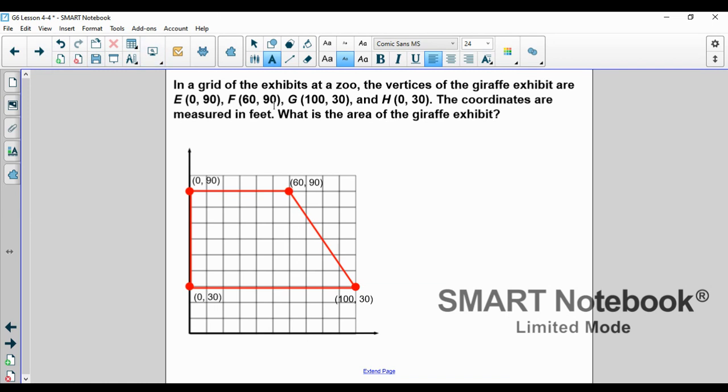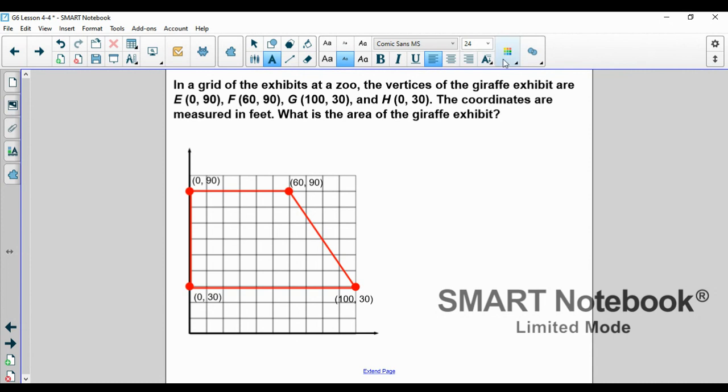Okay, let's take a look at another example. Here it's asking me for the area. It says, in a grid of the exhibits at a zoo, the vertices of the giraffe exhibit are these. So what I did was each one of these now equals 10 instead of just 1. When I plot this figure, I get a trapezoid. Notice 2 horizontal, parallel lines here.